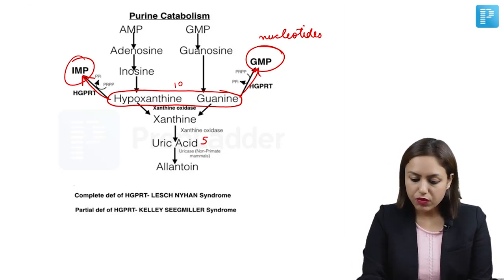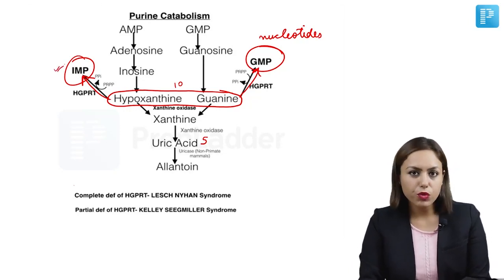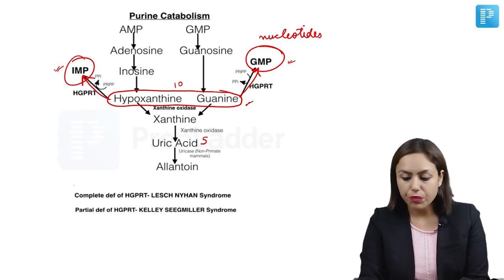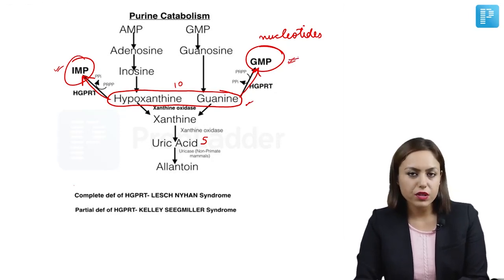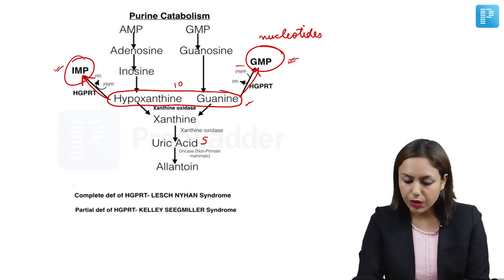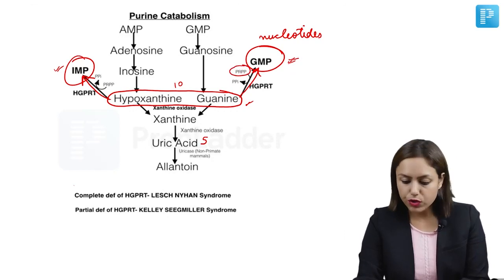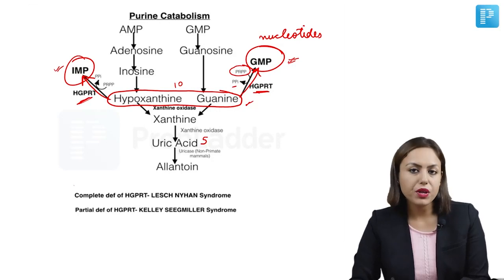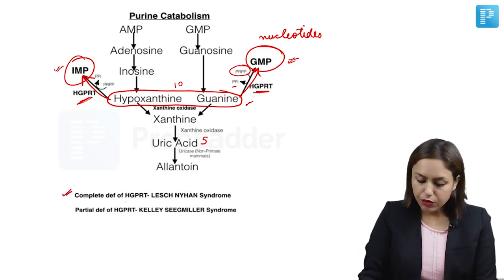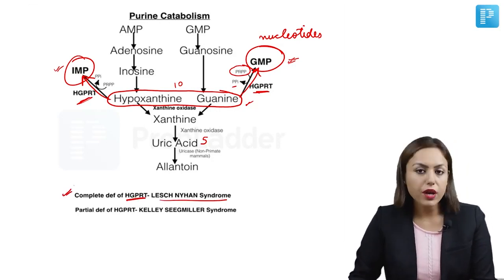So hypoxanthine will make IMP, inosine monophosphate. Guanine will make GMP, that is guanosine monophosphate. Okay, and here PRPP is getting added and pyrophosphate is removed. And this common enzyme is HGPRT, right? Now complete deficiency of HGPRT is Lesch-Nyhan syndrome.